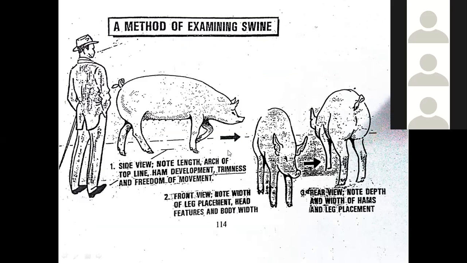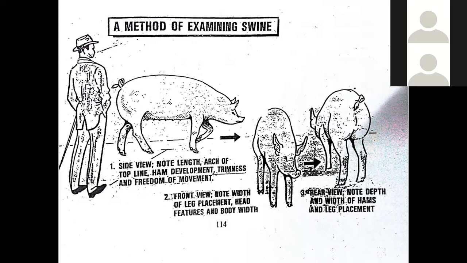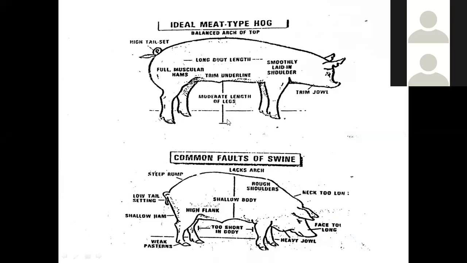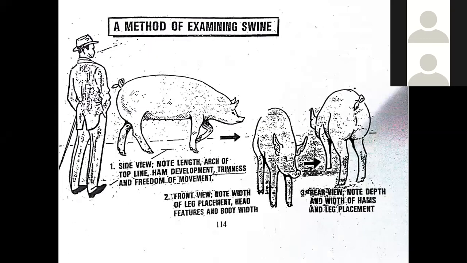Next is the arch of the top line. It should be flat or it should have a symmetric arching. Next is the jowl region, you can see that also. It should not be too flabby.